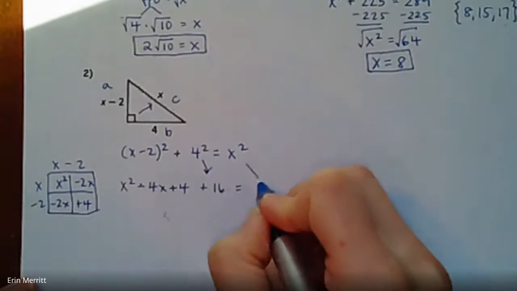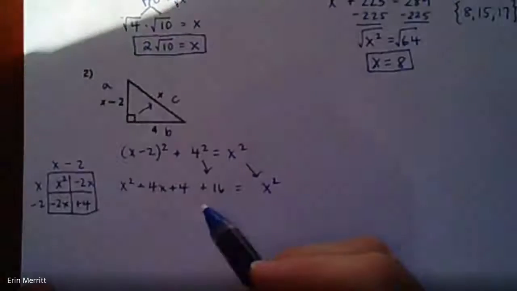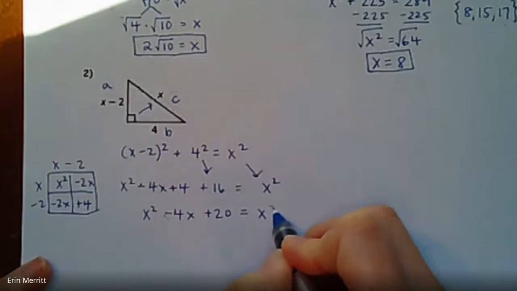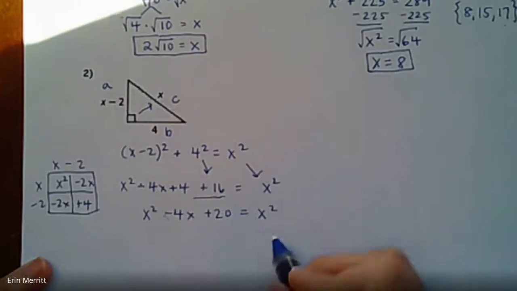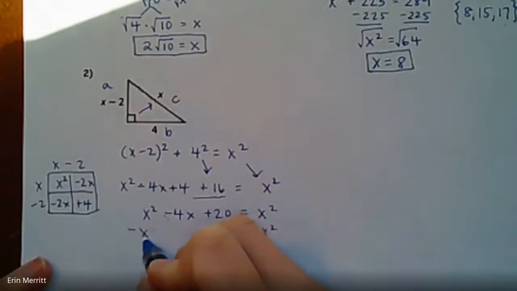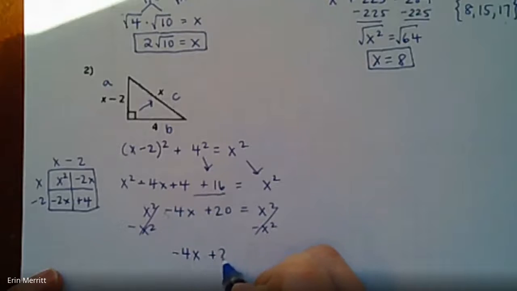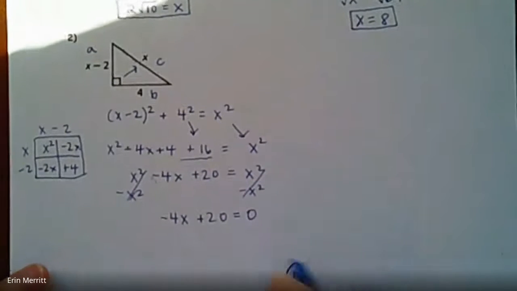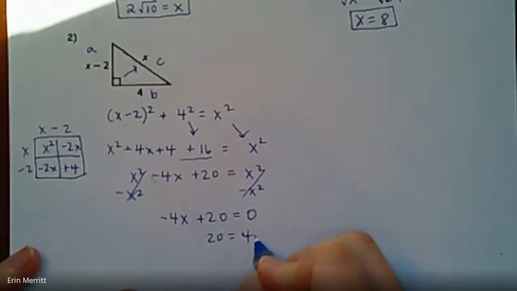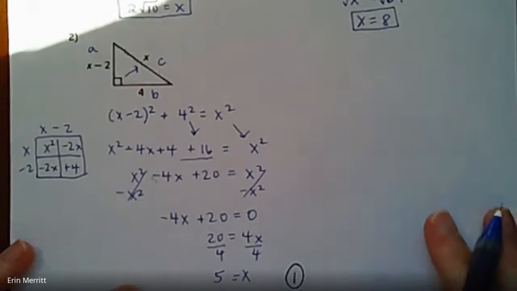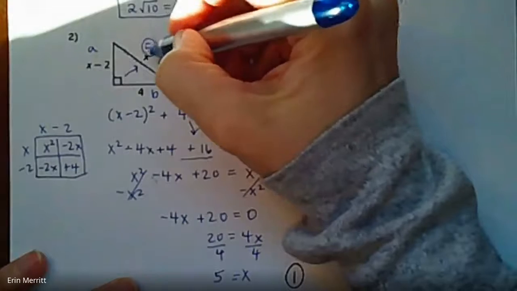4 squared is 16. x squared will just stay x squared here. When we combine our like terms, I get x squared minus 4x plus 20 equals x squared. And then when you move this x squared over, they cancel right out. So it actually ends up a fairly simple equation. Now I can just add that 4x to the other side, divide by 4, and x comes out as 5.